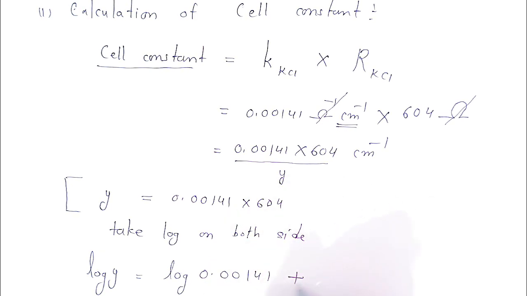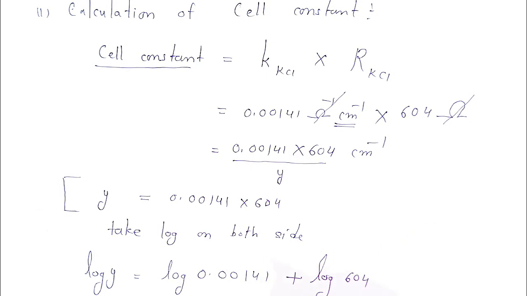This is multiplication, students, so it becomes plus log of 604. With the help of the log table, you have to find the log. Now here, if you want to take the log, you have to find the characteristic plus the mantissa. So what will be the characteristic of this?